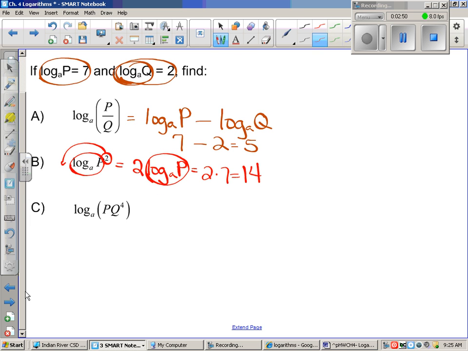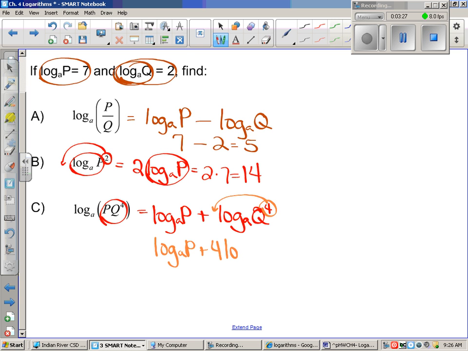In C, we see log base A of P times Q to the 4th. Again, notice that only the Q is being raised to the 4th. If that 4 was on the outside of these parentheses, we'd have a different question. This is saying P times Q to the 4th. So first, let's look at the fact that these are multiplying, so we write that as log base A of P plus log base A of Q to the 4th. From the previous question, you remember that the 4 drops down in front. So another way of writing this is log base A of P plus 4 times log base A of Q. Log base A of P is 7, plus 4 times log base A of Q, which is 2, and that gives us 15.